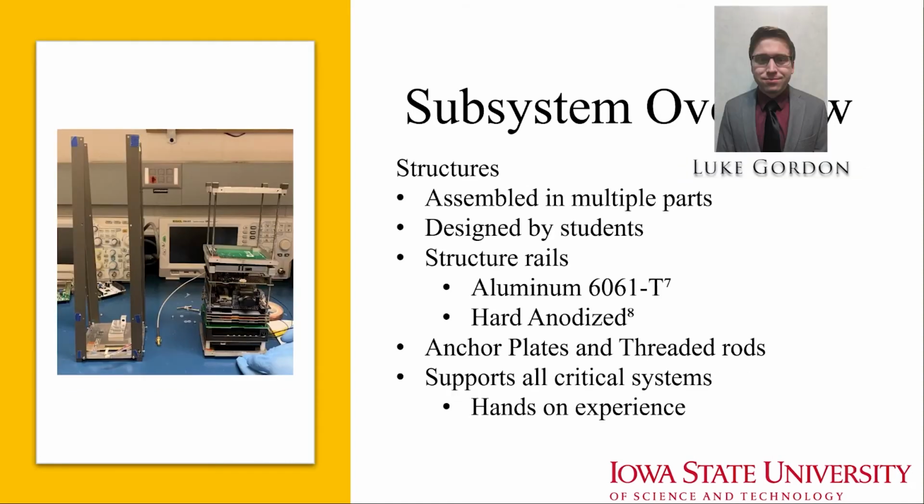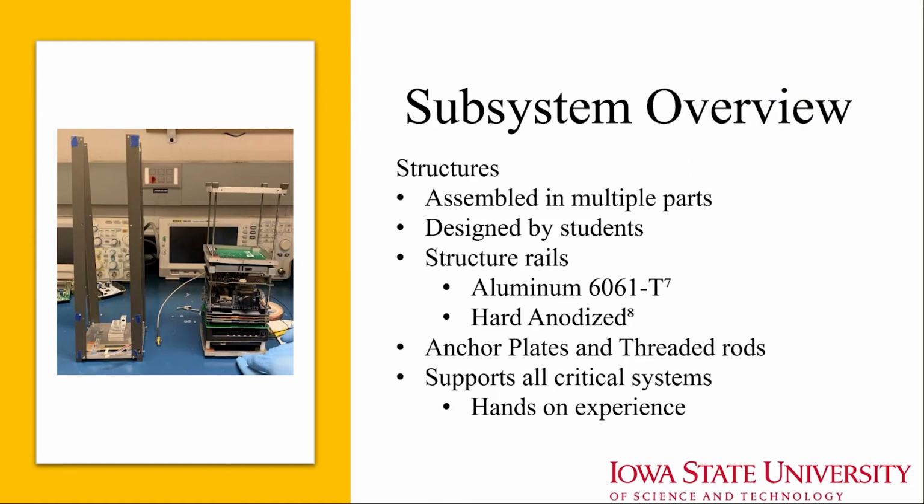The structure was designed, fabricated, and assembled in multiple parts by students. The structural rails were cut from aluminum 6061-T L-channel and then hard anodized per industry specifications. The 4 anchor plates, which hold the threaded rods for all subsystems, attach the rails with the solar arrays. These anchor plates are 1/4 inch thick aluminum plates. The structure supports all critical systems and follows CubeSat specifications and allowed hands-on experience for students.